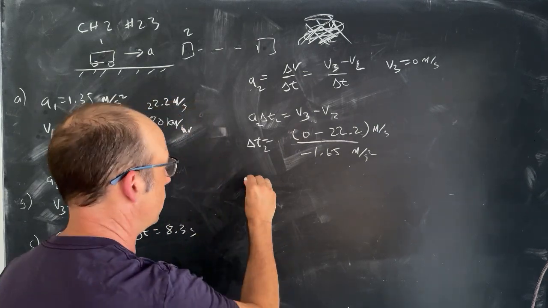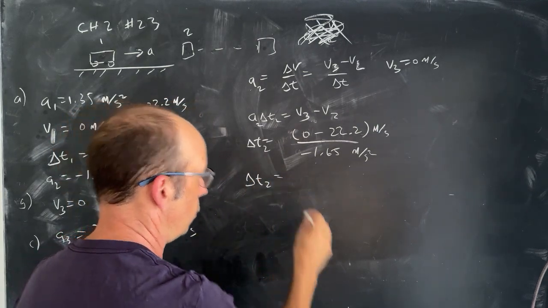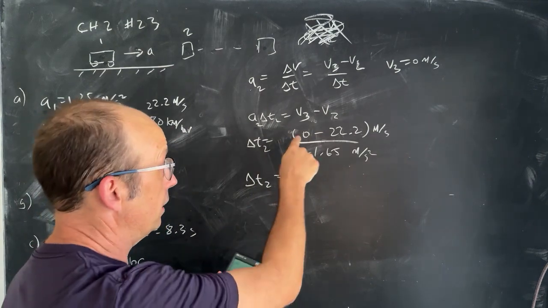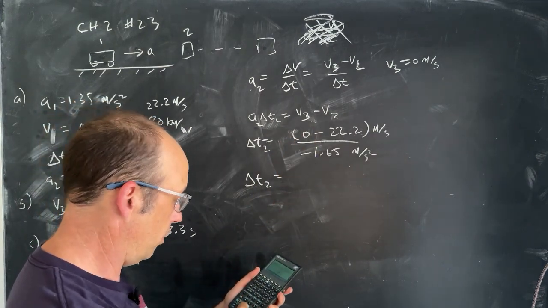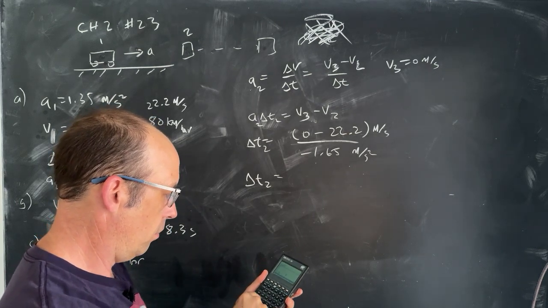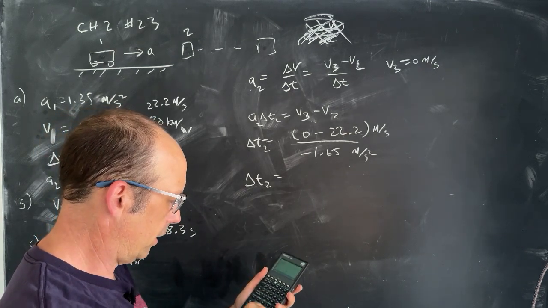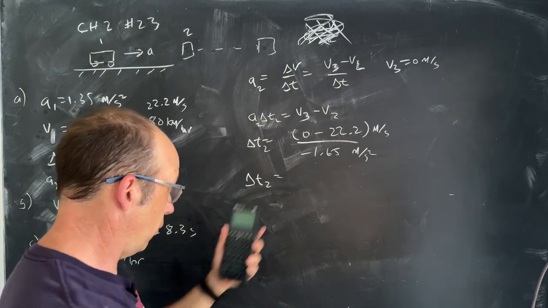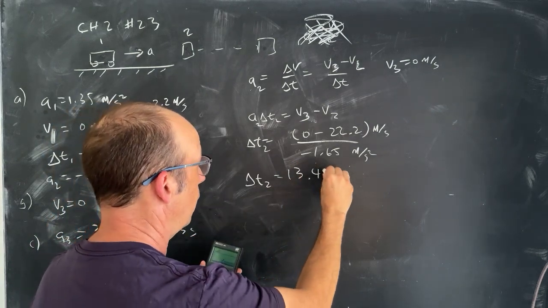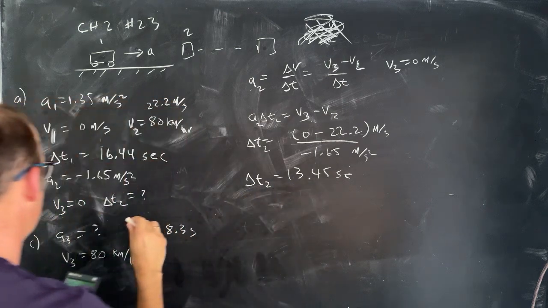Okay. So let's just put that in, delta T2. I'm going to put it in my calculator. I'm going to skip the negative part because I know 0 minus that's negative 22.2, and I know the negative cancels. So 22.2, 1.65 divided by, I get 13.45 seconds.